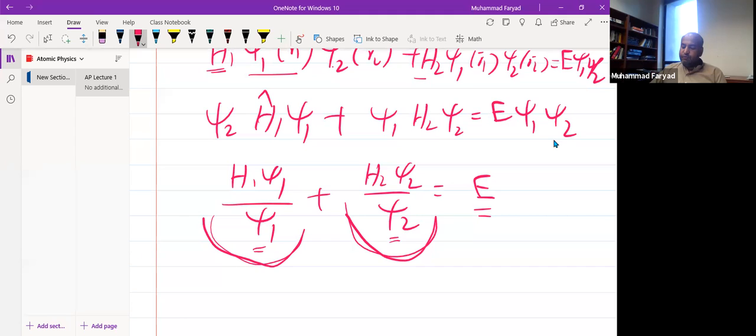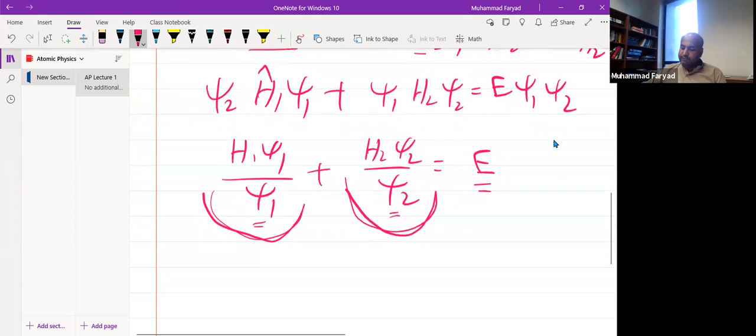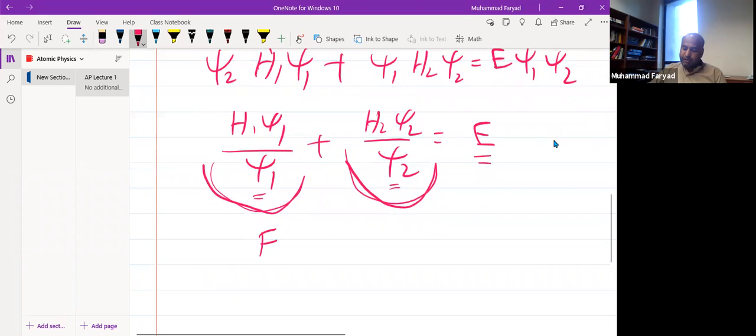Because if this is a function of R2, it cannot be cancelled by anything in the other term. And if there is any term depending on R1 here, it cannot be cancelled by the other one. To satisfy this equation, there's only one possibility: this is equal to some constant, let's call it E1, and this is equal to some constant, let's call it E2. You will soon see why I use the symbol E for these constants instead of just C1, C2. And the sum is equal to E.